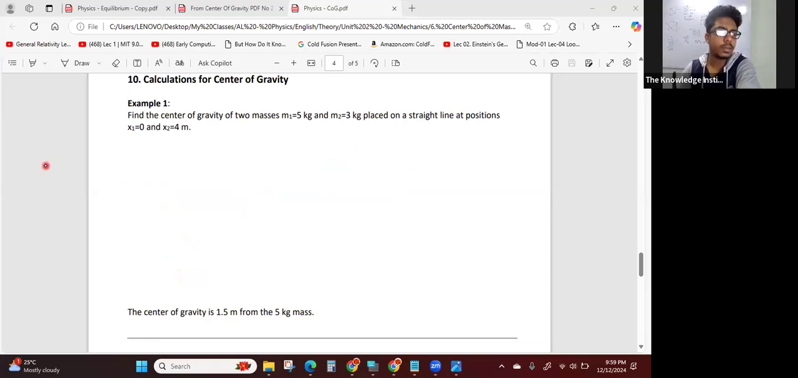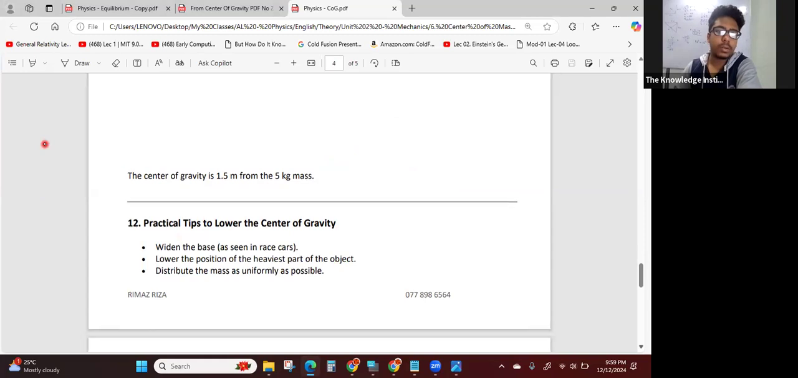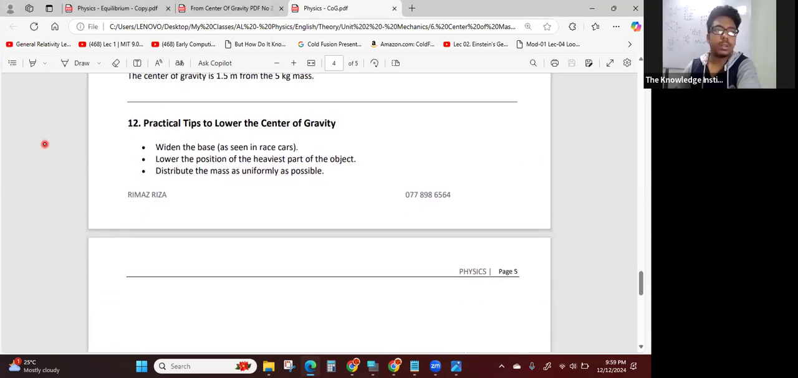Okay, I think the answer is given here. Now we'll do a small discussion. Hiroshi asked me what is high and low in center of gravity. The stability of an object depends on the position of its center of gravity. If the center of gravity is high, it has low stability. If the center of gravity is low, it has good stability.